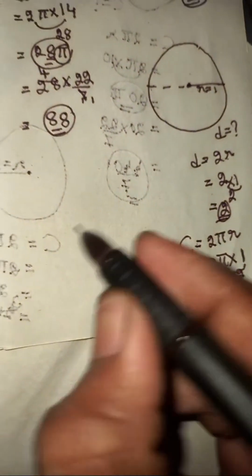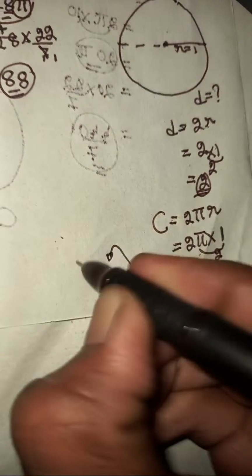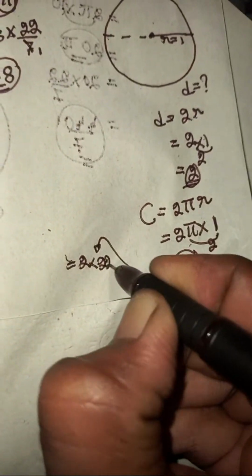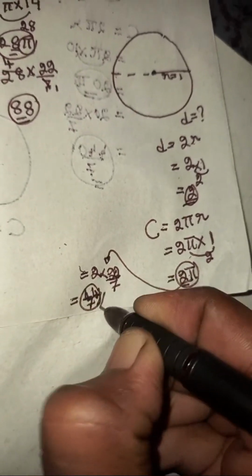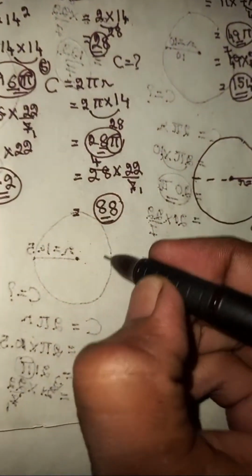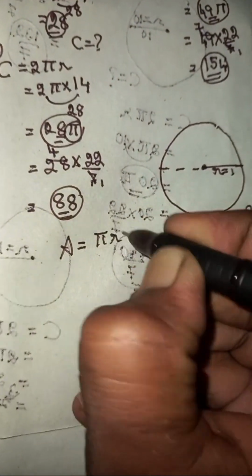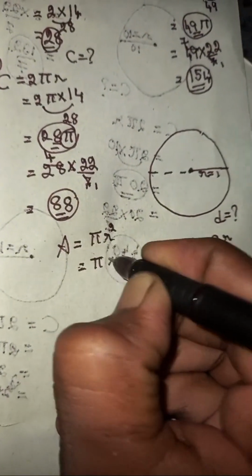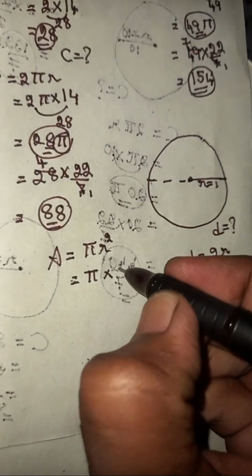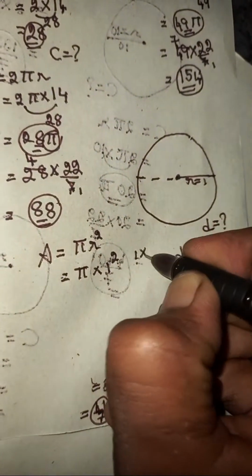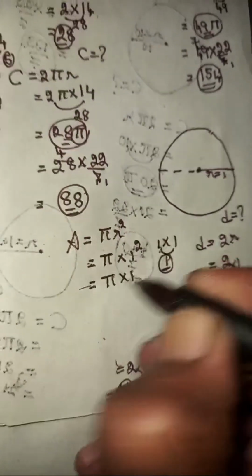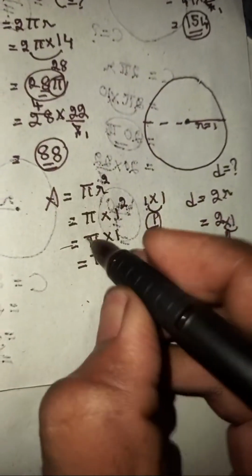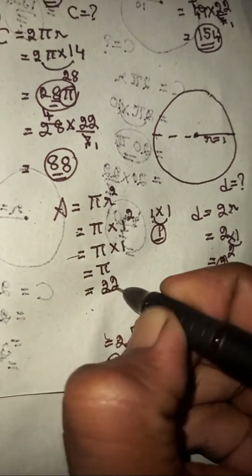If you don't want pi, you can write the circumference here as 2 times of 22 by 7. 2 times of 22 is 44. 44 by 7 is the circumference. Now the area is equal to pi r square. Here it is pi times of radius 1 square. 1 square means 1 times of 1, which remains as 1. So it is pi times of 1, which is pi. You can write it as 22 by 7 square units.